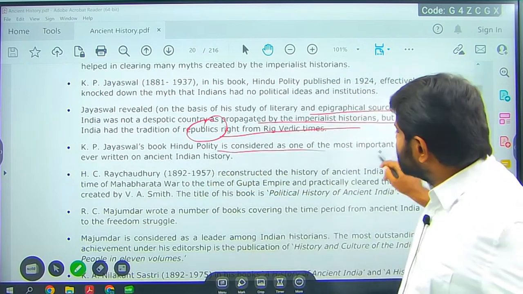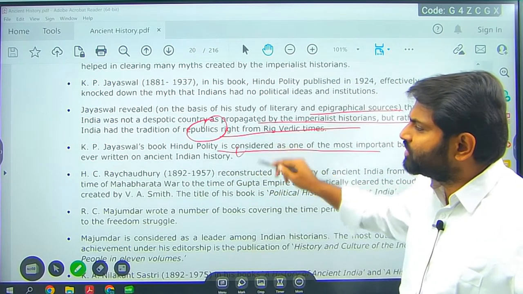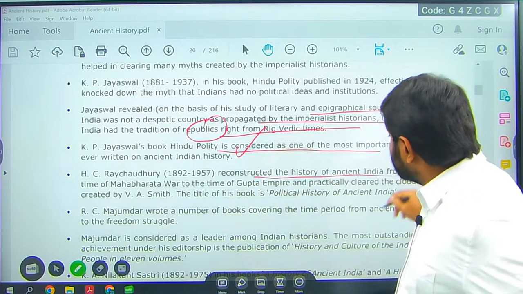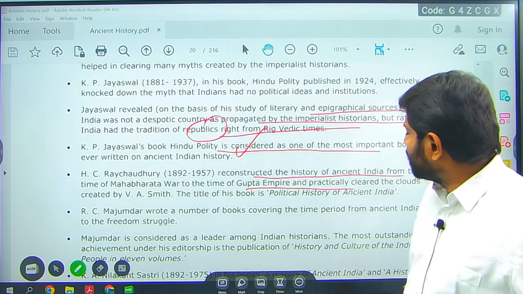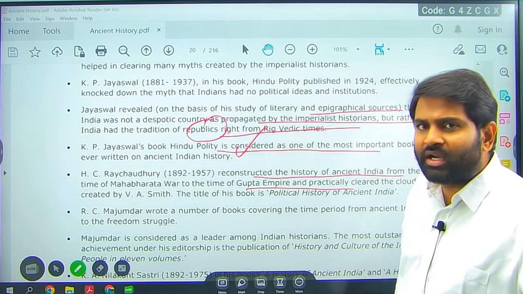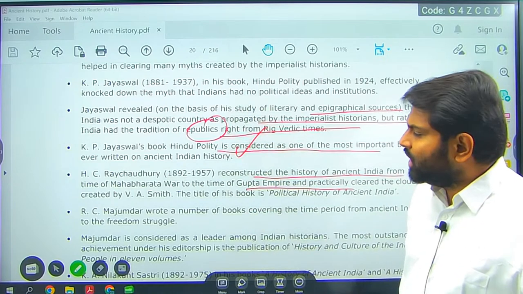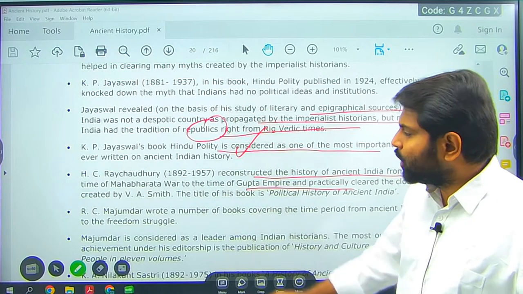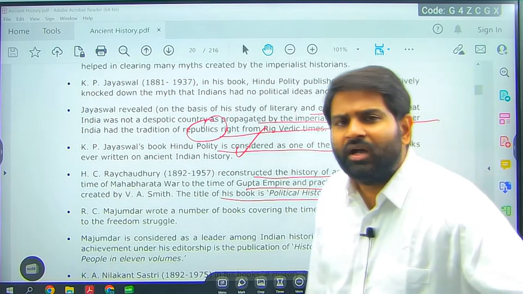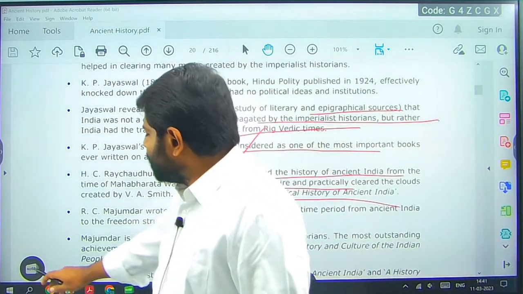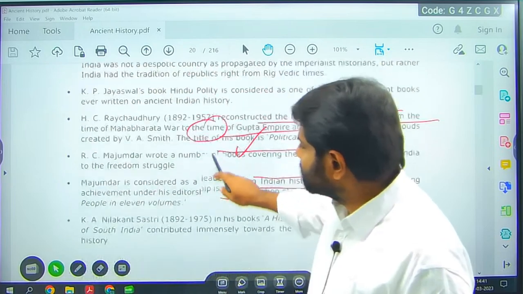Jayaswal's Hindu Polity is considered one of the most important books ever written on ancient history. Raychaudhuri reconstructed the history of ancient India from the times of the Mahabharata war to the times of the Gupta Empire, practically clearing the clouds created by V.S. Smith. We spoke about Vincent Smith, whose clouds and myths around this history he cleared. The title of his book is Political History of Ancient India. So he tried to give that Indian point of view, rejecting those imperial perspectives.